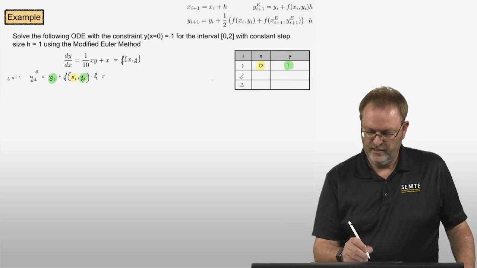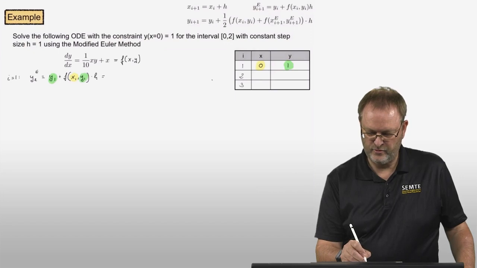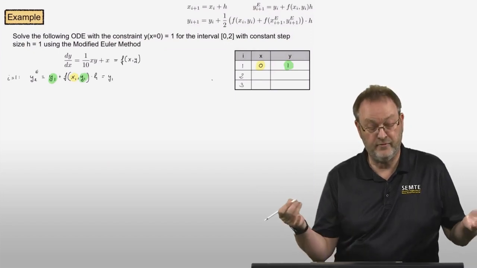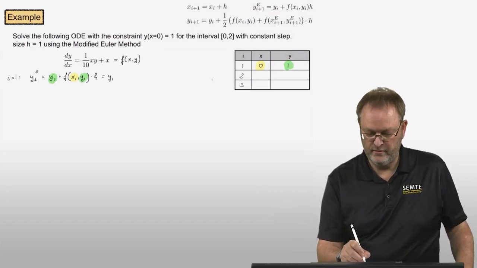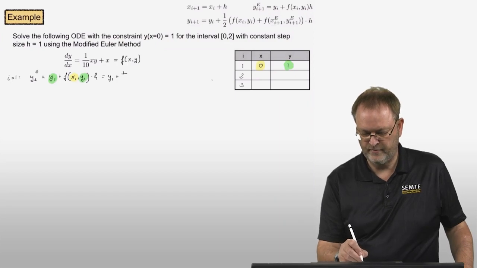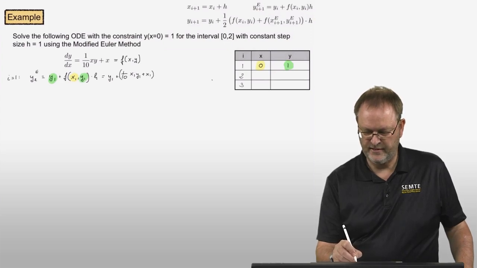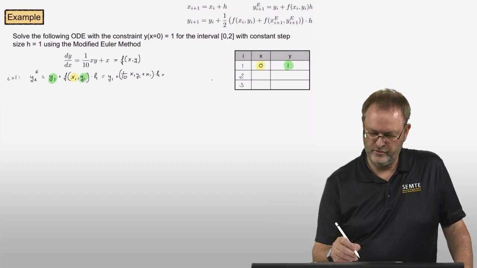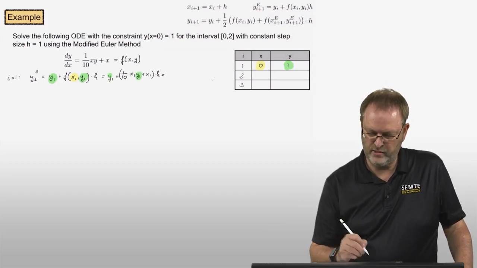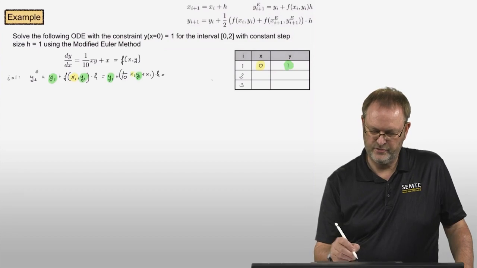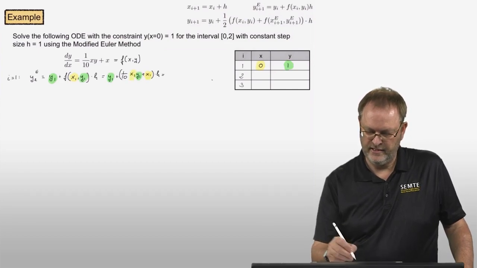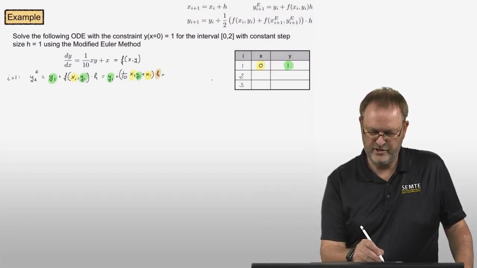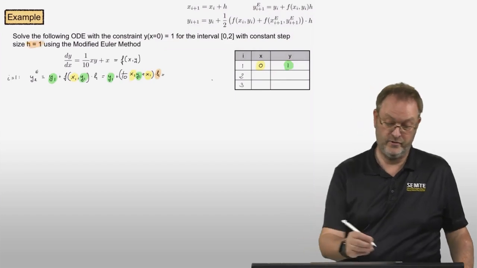So that would be 1. Well, let me just write it out one more time, substituting in what f is. So y1 plus 1/10 x1 times y1 plus x1, and this entire thing times h. So now I'm going to do the substitution. Here's my y1, my x1 gets used here and here, and then I have an h as well. That h comes from the problem statement, h is equal to 1.